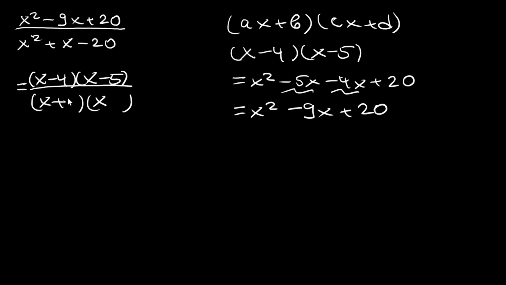And, for example, if we had plus 5 and minus 4, this would do the job, because we would have x squared, then we would have minus 4x plus 5x, which is plus 1x, and then we would have plus 5 times minus 4, which is minus 20. And now we can see that we can cross some things out. We have x minus 4 here and here, and that's it. We thus obtain x minus 5 over x plus 5. You see that this fraction is much simpler than the original one.